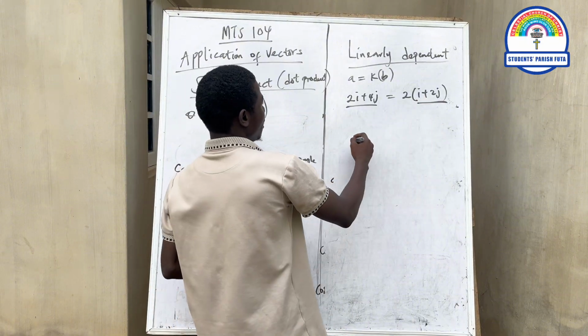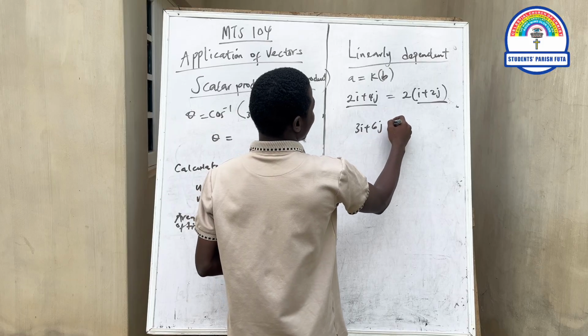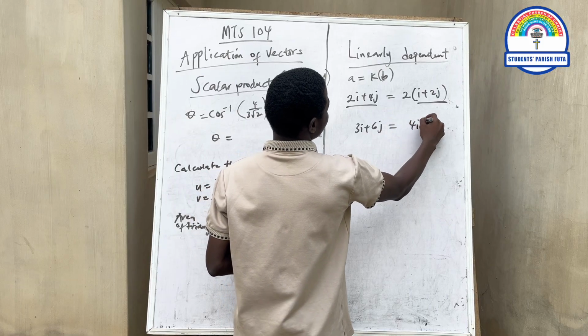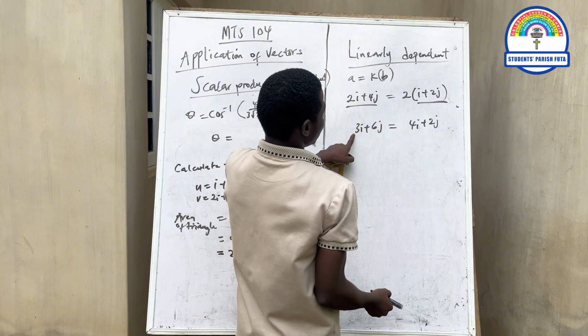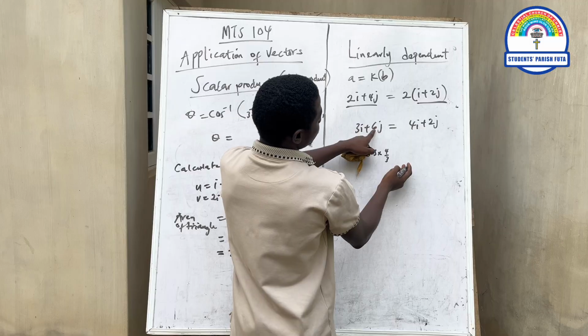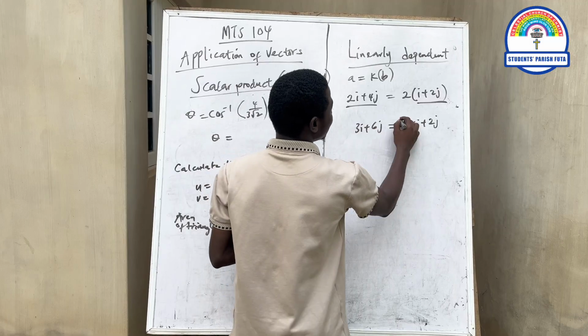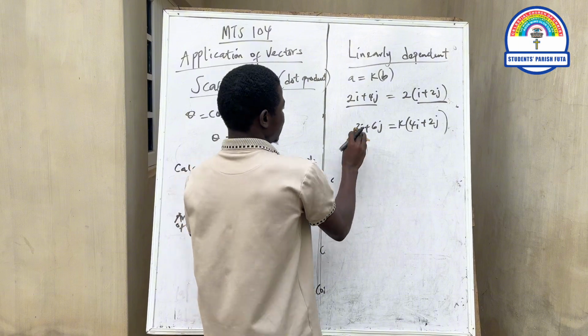So let's assume I have 3i plus 6j, and I have 4i plus 2j. Are they linearly dependent? You know that 3 times what will give me 4? 3 times 4 over 3 to give me 4. With 6 times 4 over 3 give me... So there's nothing I can multiply this with to get here. But a simple way to do that is this.